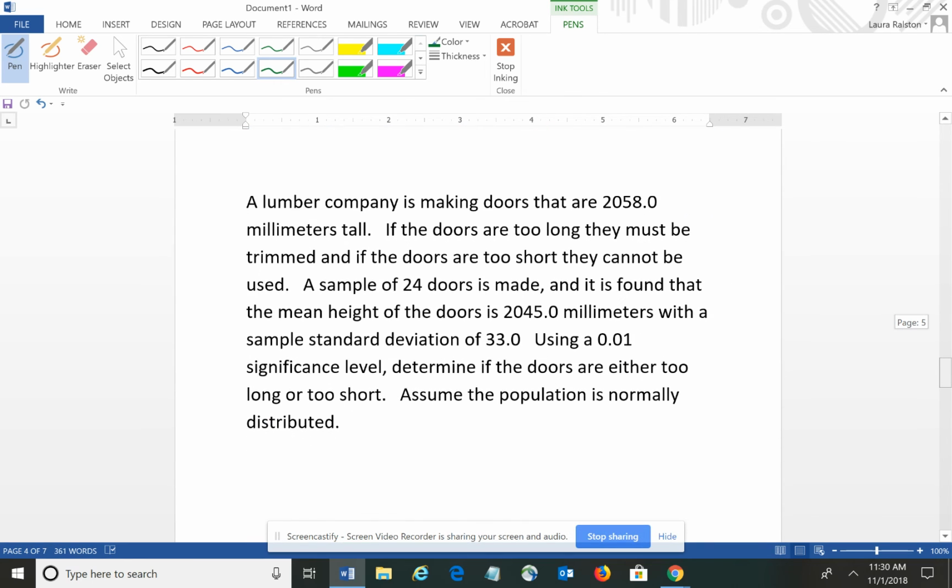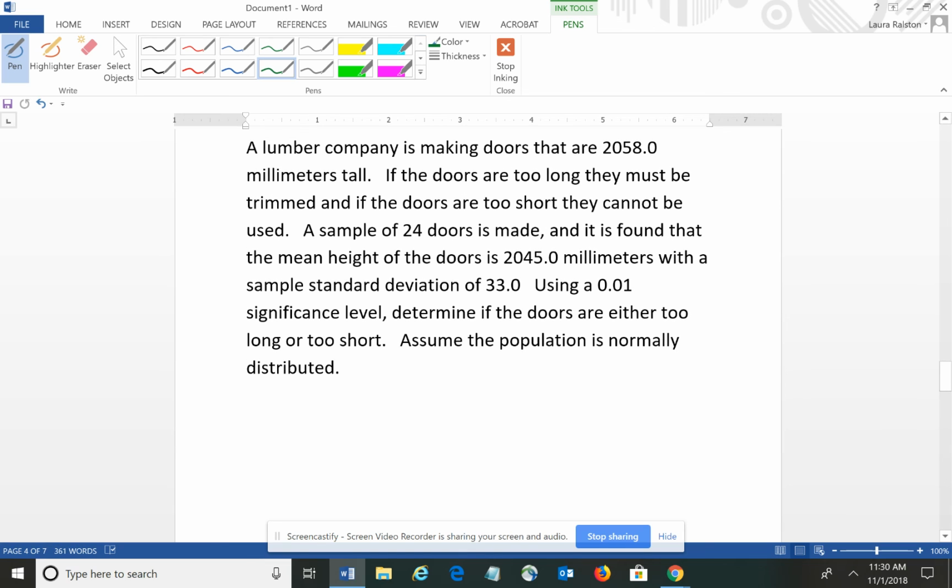Let's see if we can do one more. A lumber company is making doors that are 2,058 millimeters tall. If the doors are too long, they must be trimmed, and if the doors are too short, they cannot be used. A sample of 24 doors is made, and it is found that the mean height of the doors is 2,045 millimeters with a sample standard deviation of 33. Using a 0.01 significance level, determine if the doors are either too long or too short, and we're told to assume the population is normally distributed.